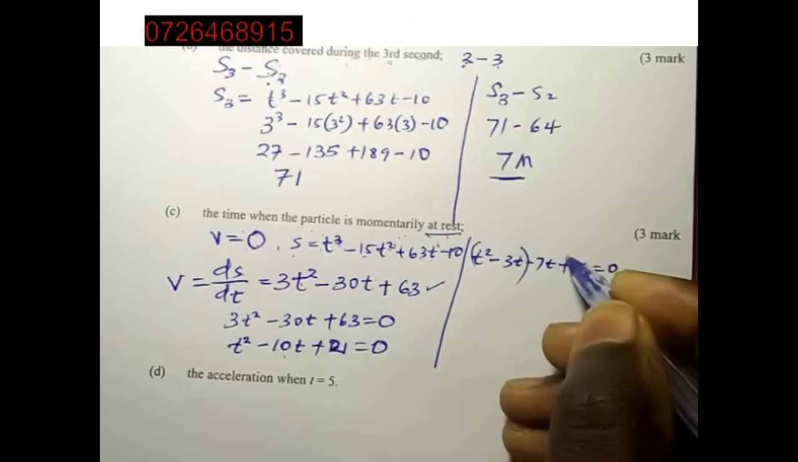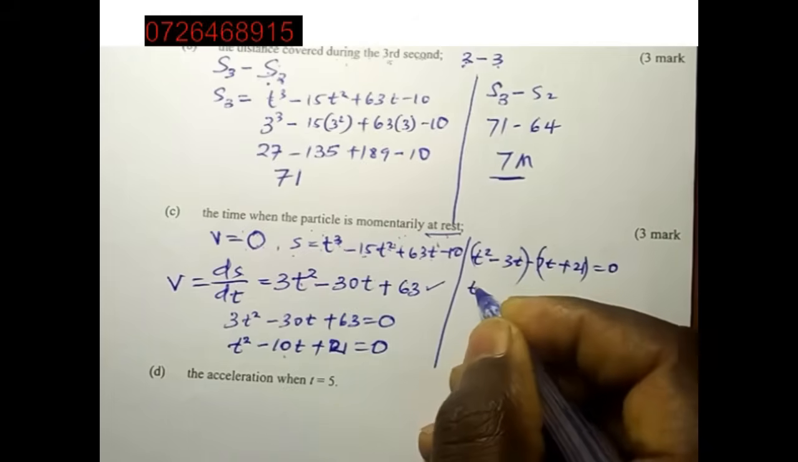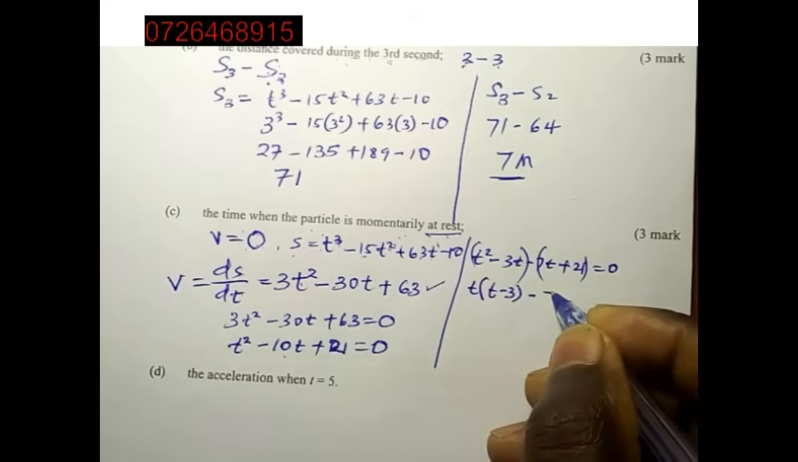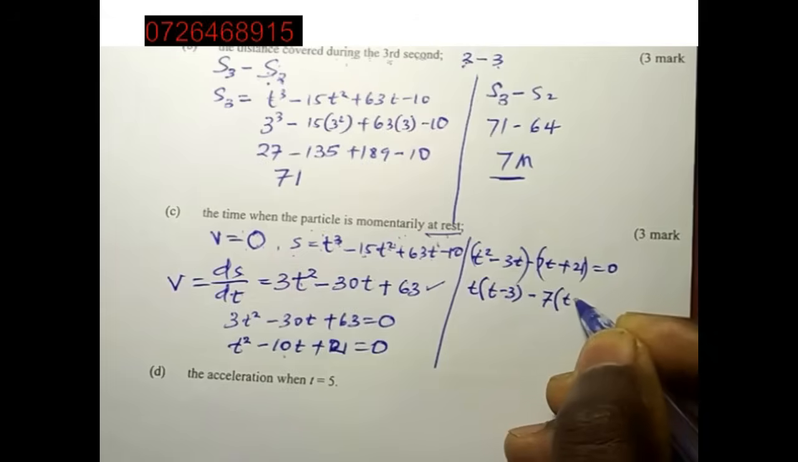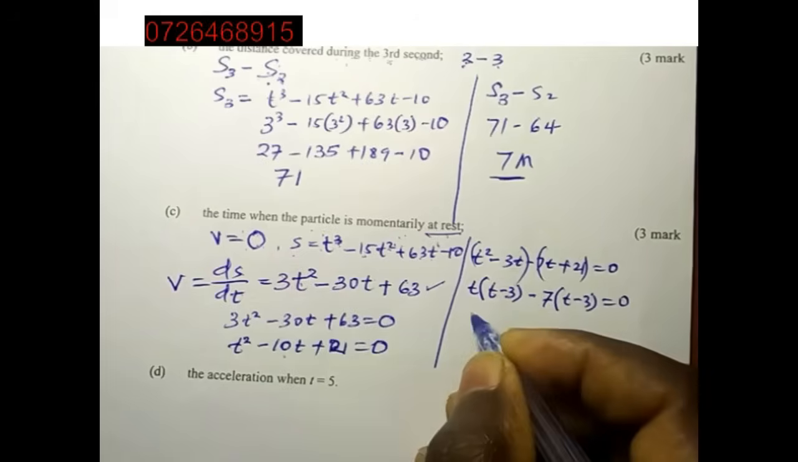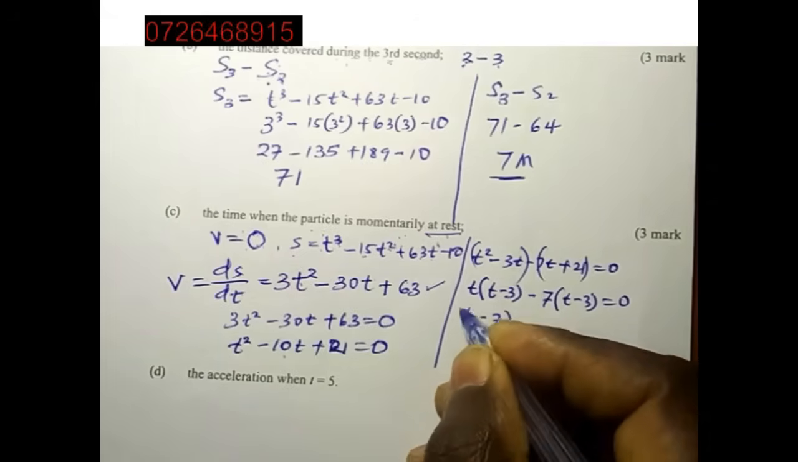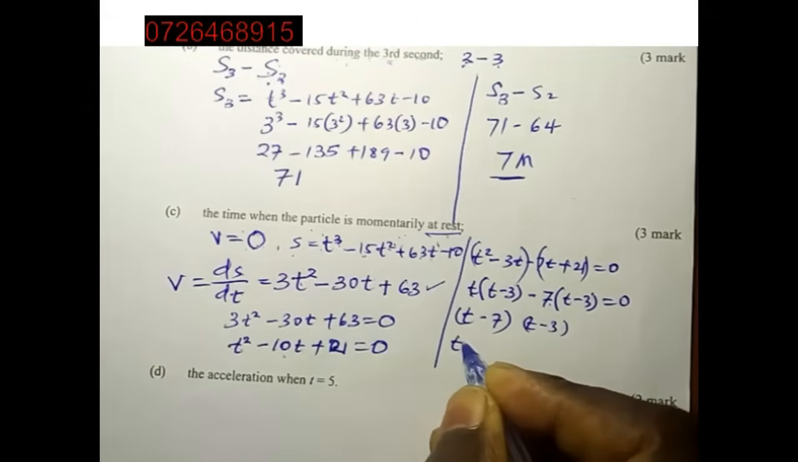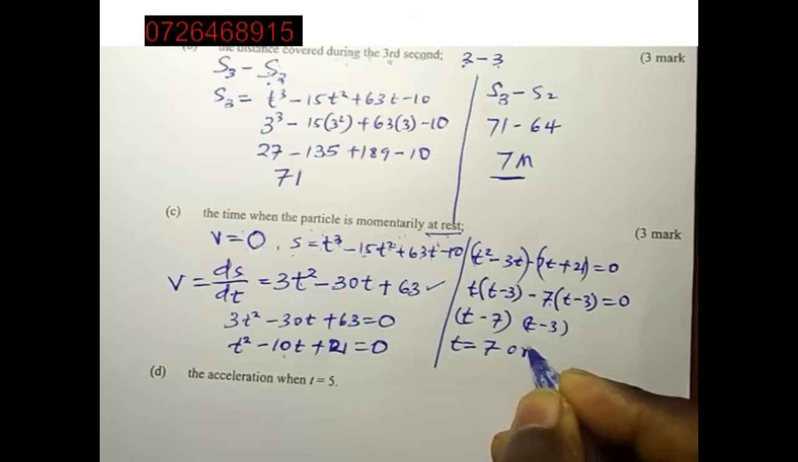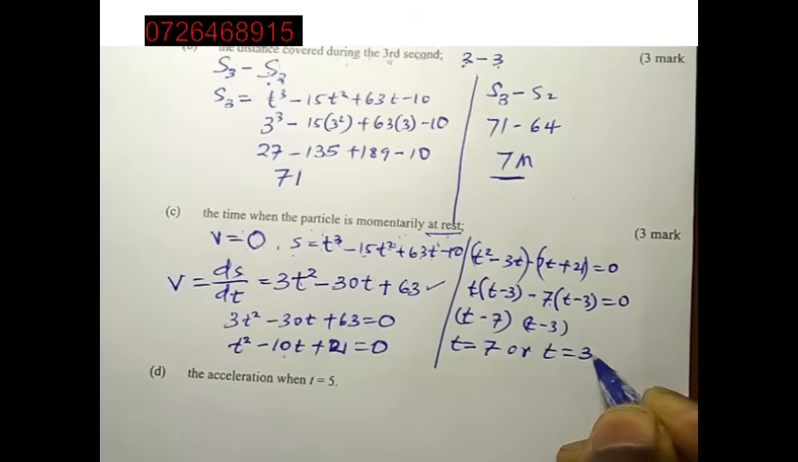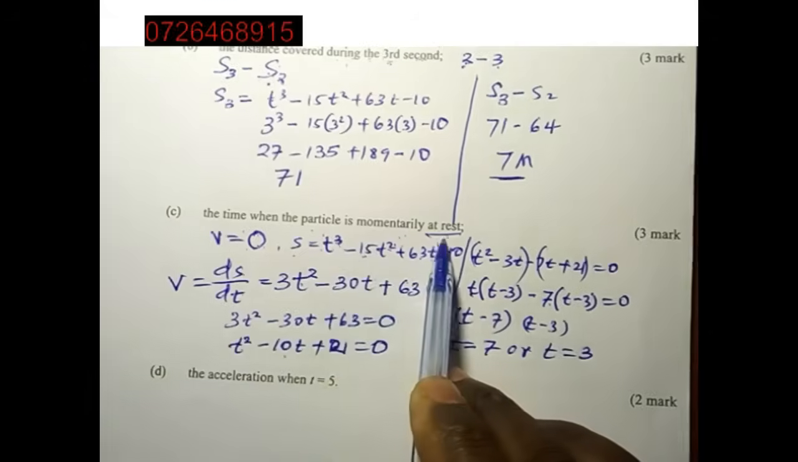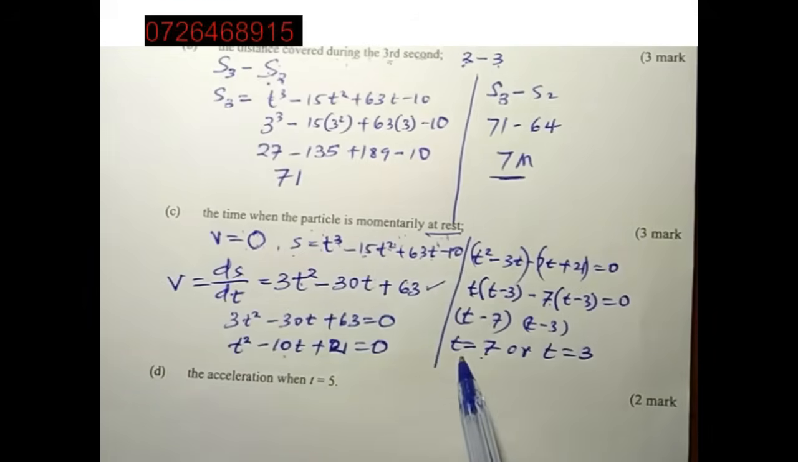We group them now into 2. So t into t minus 3 minus 7 into t minus 3, equal to 0. So t minus 7 and t minus 3. So t is equal to 7 or t is equal to 3. So the time when the particle is momentarily at rest is either when time is 3 or time is 7.